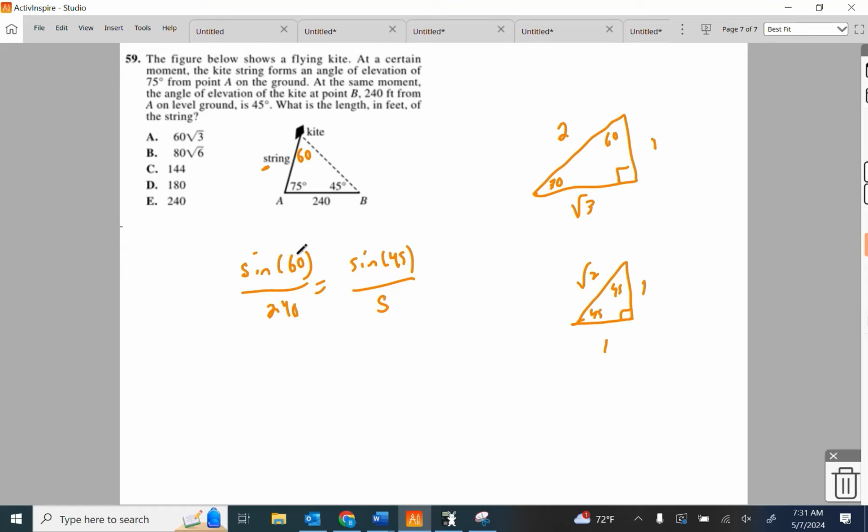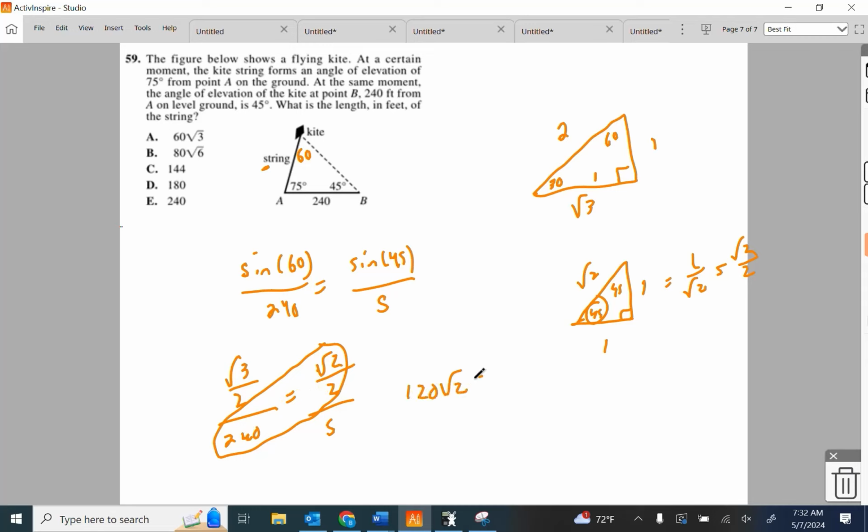So anywho, this talks about the sine of 60. The sine of 60 is going to be opposite over hypotenuse. It's root 3 over 2, still comparing to 240. This talks about the sine of 45. If I'm at a 45-degree angle, it's 1 over root 2, which is going to be root 2 over 2. So root 2 over 2, and it's divided by s. I'm going to do, I guess we'll just do straight up cross multiplication. 240 cut in half is 120. 120 root 2 is s root 3 over 2.